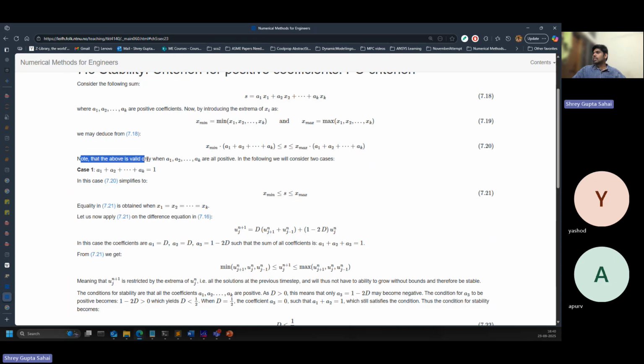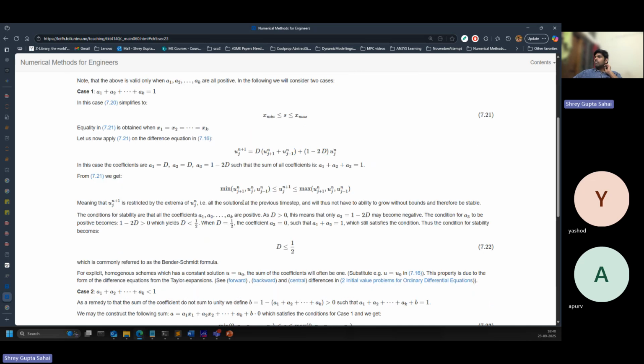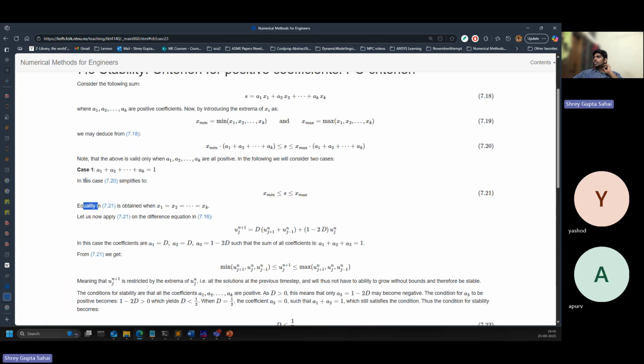Note that the above is valid only when all coefficients are positive. If one is negative, it does not hold. It makes sense, right? Only if all are positive can we write this entire thing. The equality in 7.21 is obtained when x is constant. So in the case of 7.20, suppose that the summation is 1.